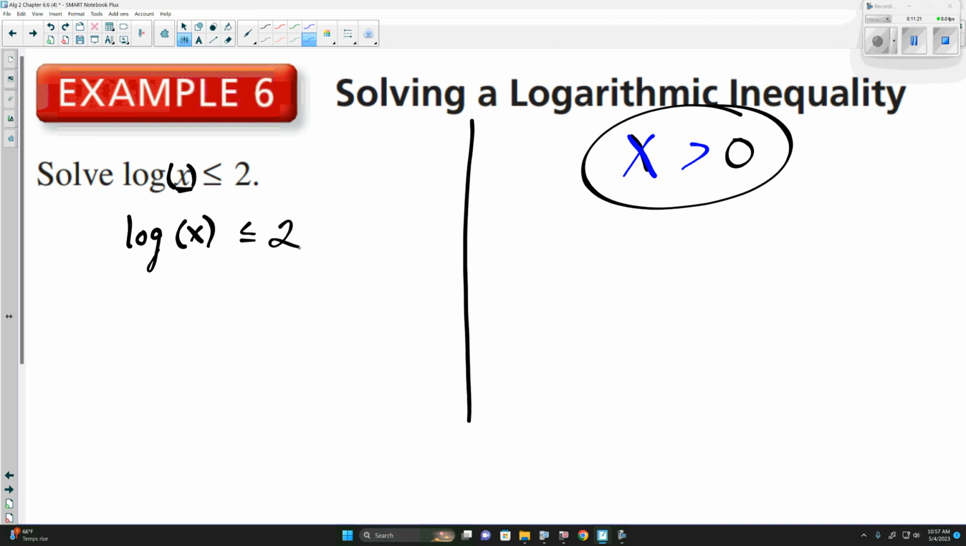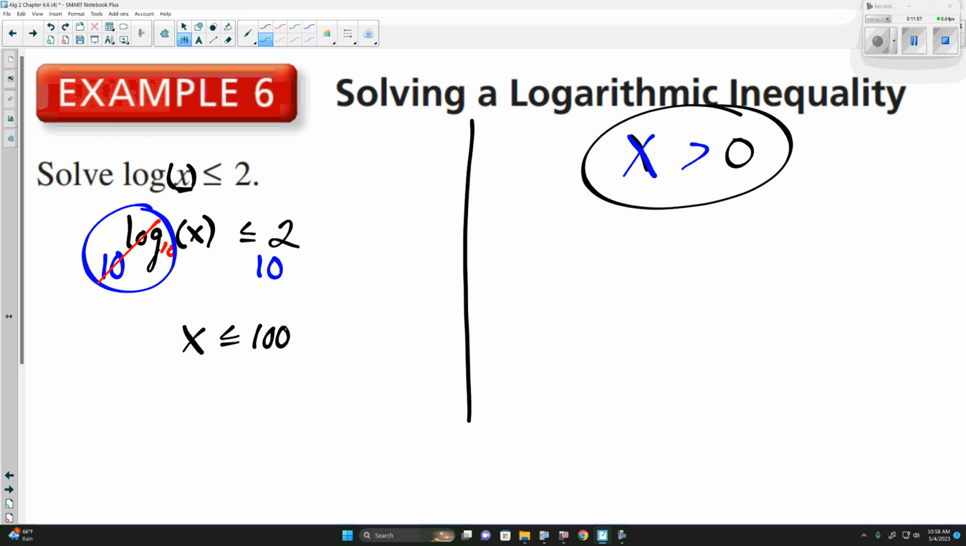So now we're going to do kind of the opposite of what we did before. In the first ones, we applied a log to both sides to simplify. Here, we're going to add a base. The base of this log is 10, so we're going to put both sides to the base of 10. Because 10 to the log base 10 leaves us with x equal to 10 to the second, which is 100. So here we're saying x is less than or equal to 100.